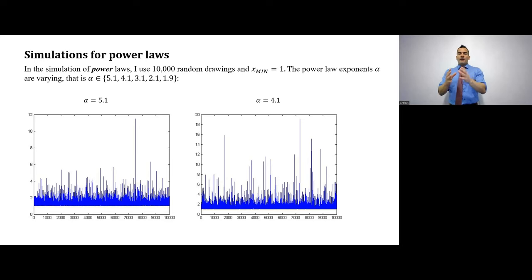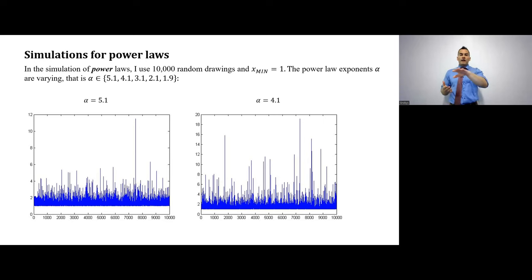So if we compare the largest observation for a power exponent of 4.1 with the previous sample, we see that the largest outlier exceeds, in economic magnitude, the largest outlier from the previous sample by a factor of roughly 1.8 or so. So it's less than twice as much.